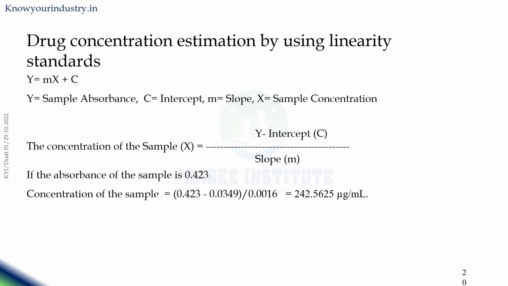In this slide, we are showing one of the typical examples of how you calculate the concentration of drug in a sample using the linearity curve. So the formula is y is equal to mx plus c. In this particular example, the absorbance is 0.423. That is the y value given, and the concentration of the drug in the sample, x, is equal to y minus intercept divided by slope, which will give you the value of the particular concentration, that is 242.56 microgram per ml. So this is what I explained in the previous slide as well.